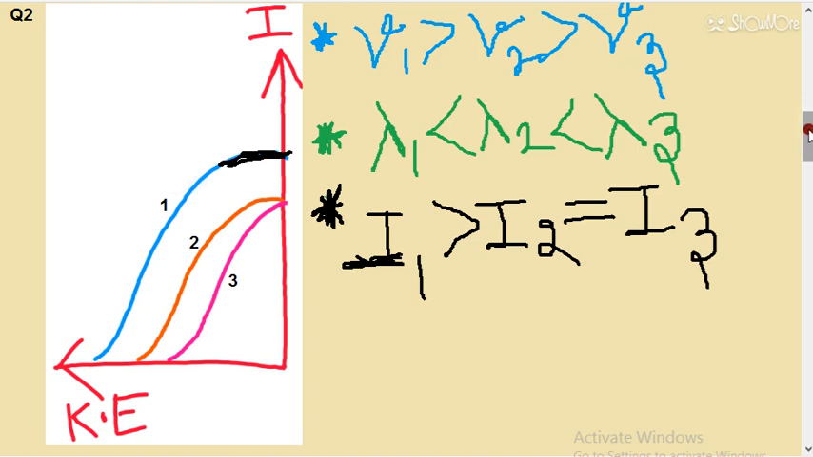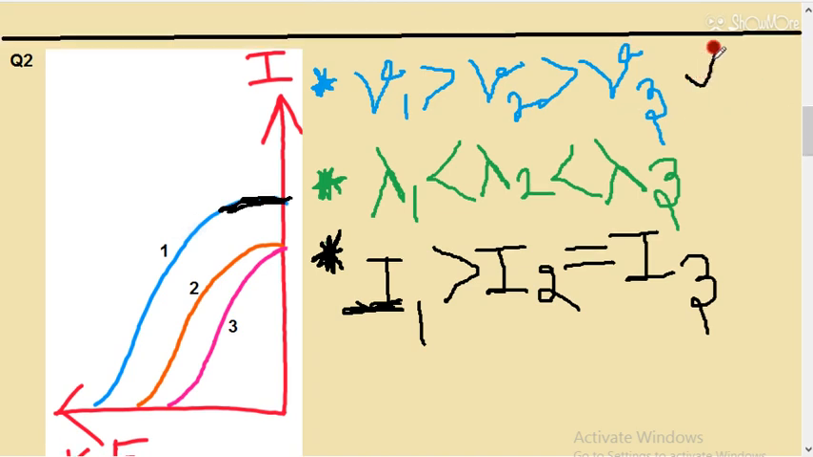I hope now this relation is clear to all. Then the second relation is regarding lambda, and kinetic energy will be more for lesser wavelength. So that means kinetic energy is maximum for radiation 1. So lambda 1 should be less than lambda 2 should be less than lambda 3. So this is the relation for the wavelength. I hope this second relation is also clear to you, the wavelength relation.